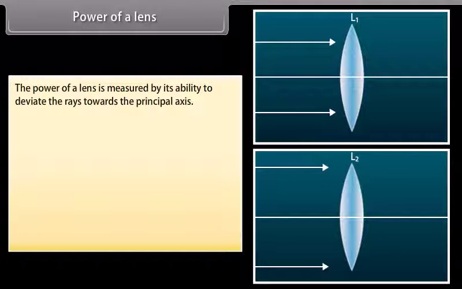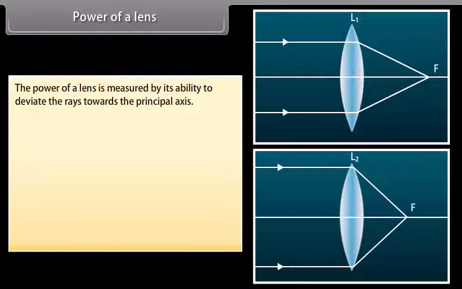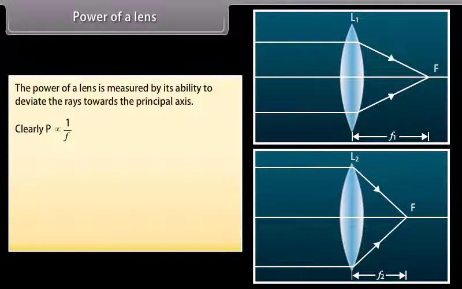Power of a lens. The power of a lens is measured by its ability to deviate the rays towards the principal axis. The lens L2 has focal length less than L1. Therefore, lens L2 bends the rays more than L1. Hence, the power of the lens L2 is greater than that of L1. Clearly, P is directly proportional to 1 by F.